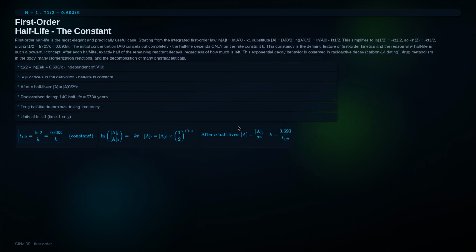First-order half-life is the most elegant and practically useful case. Starting from the integrated first-order law, ln A at time t equals ln A0 minus Kt, substitute A equals A0 over 2. ln of A0 over 2 equals ln A0 minus K T1/2. This simplifies to ln of 1/2 equals negative K T1/2.